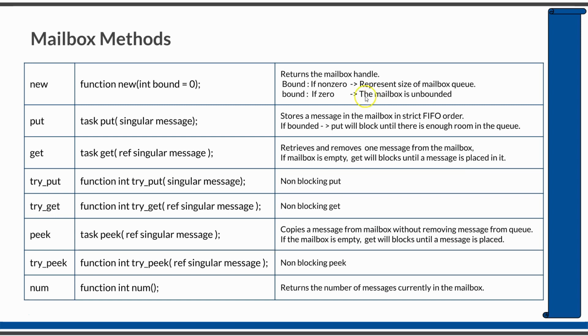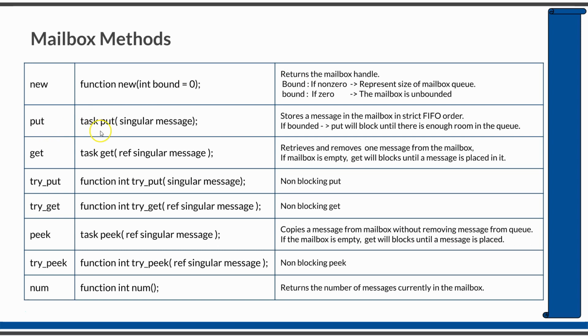But if you are passing an integer argument, a non-zero argument to this mailbox, then it represents the size of the mailbox queue. So if you're passing it as 100 at the time of creating the mailbox, only 100 transactions can be queued up in the mailbox. And after that, if you're trying to put some transaction into the mailbox, that put will get blocked until one transaction is removed from its internal queue.